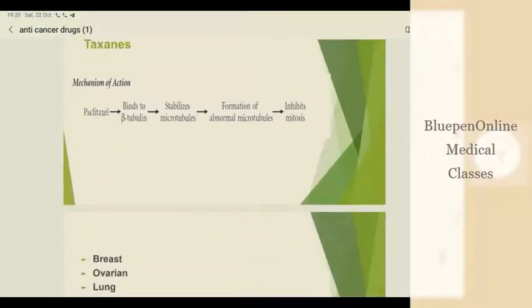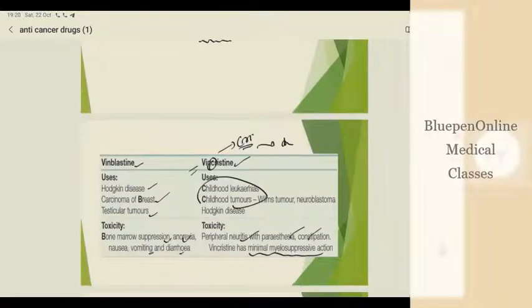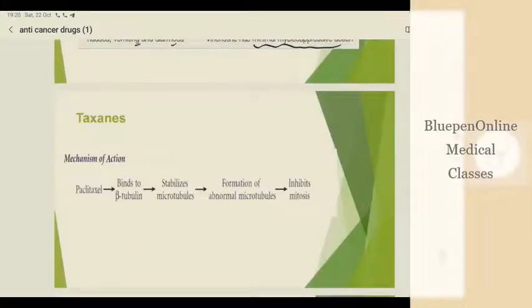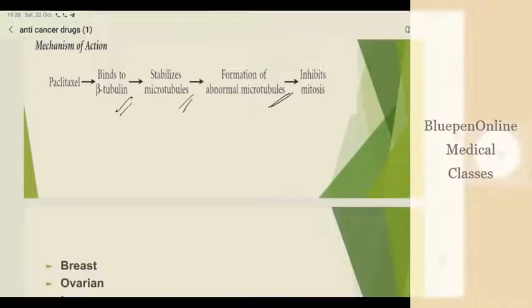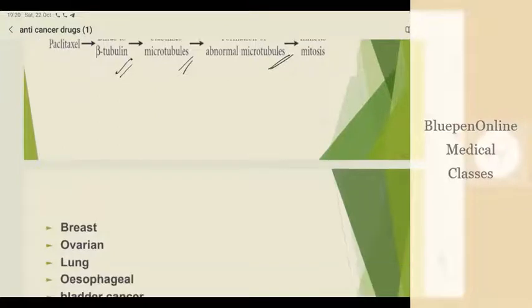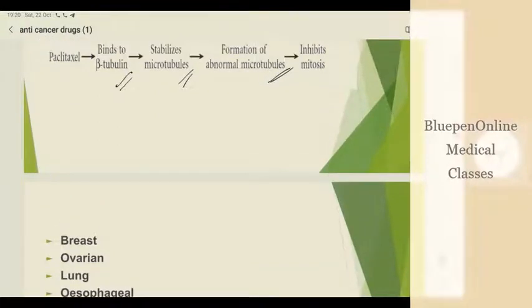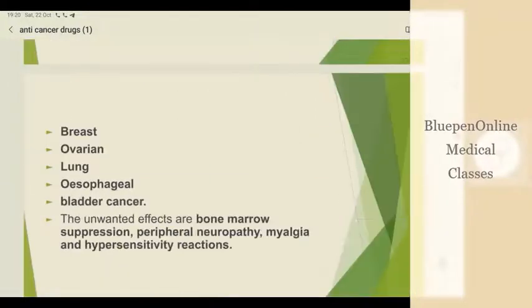Next one is taxanes. Taxanes also have similar action. They bind to beta tubulin and stabilize microtubules, causing formation of abnormal microtubules and inhibition of mitosis. So here also the beta tubulin is affected, and the cell cycle mitosis will be arrested. So it is a cell cycle specific drug.